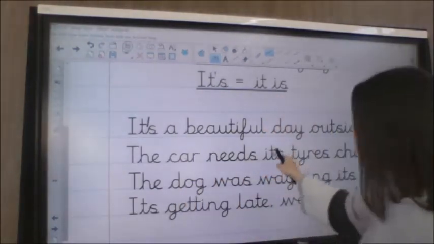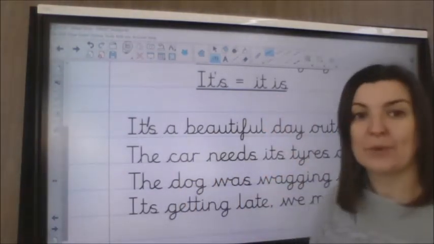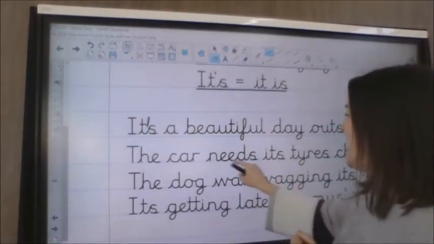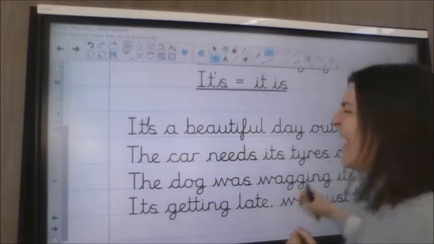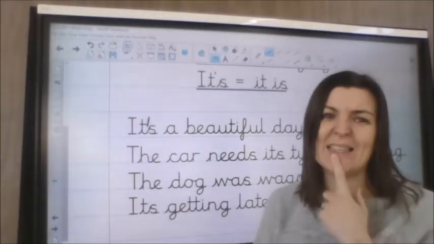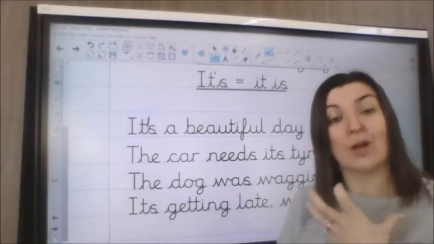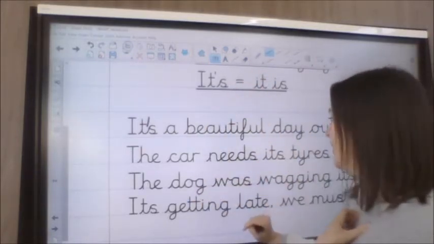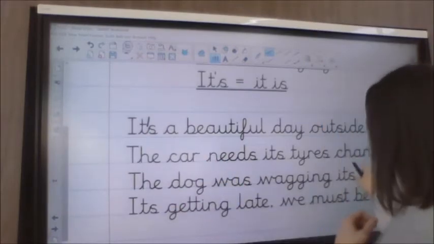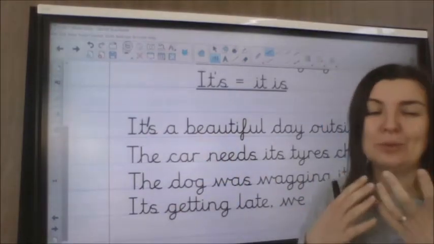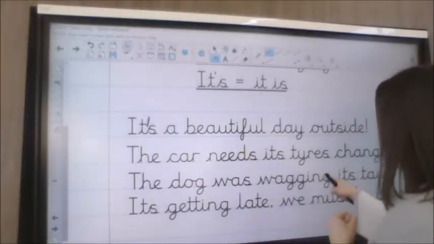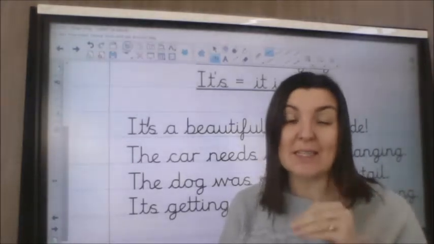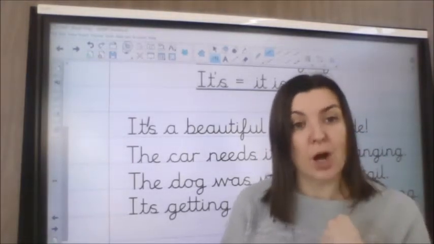So the car needs its tyres changing. If I'm not sure, I could read that out and imagine that that's it is. So the car needs it is tyres changing. That doesn't make sense, does it? So that one is showing belonging, and because of the it's rule, that doesn't need an apostrophe. So the dog was wagging its tail. Maybe if I'm not sure, the dog was wagging it is tail. No, that doesn't make sense. So that doesn't need an apostrophe because that's showing it belongs.